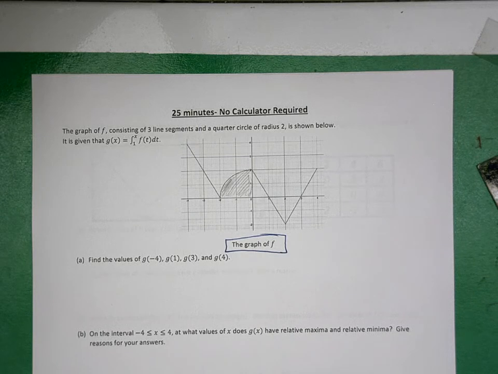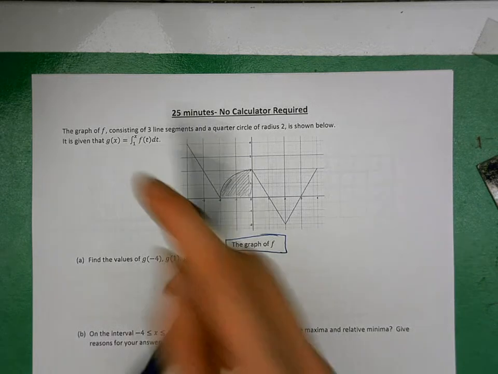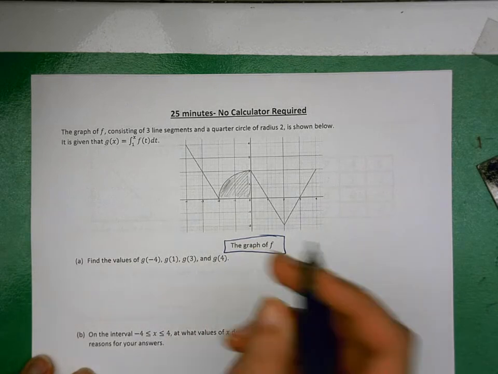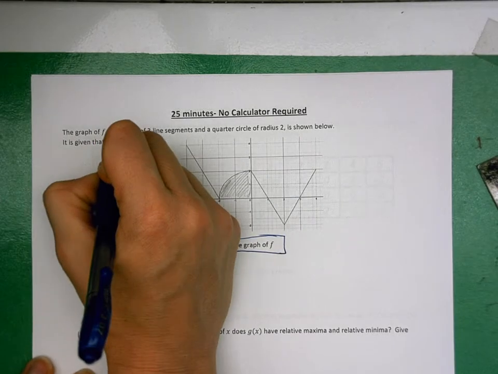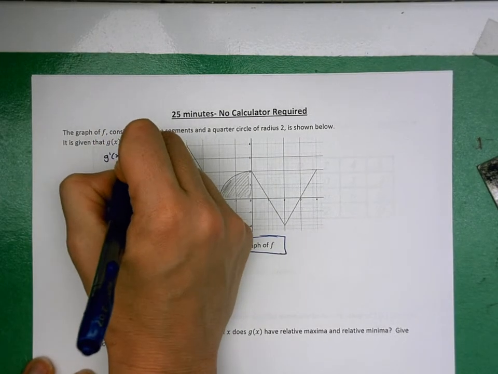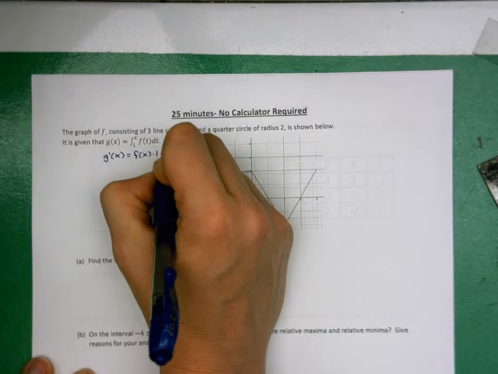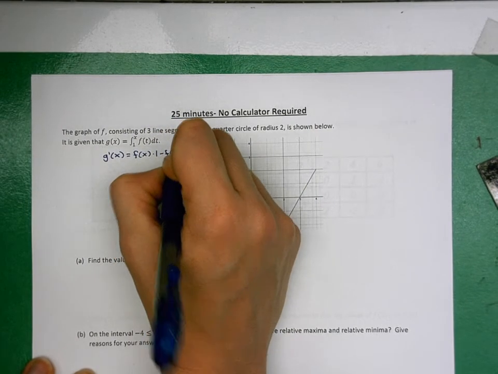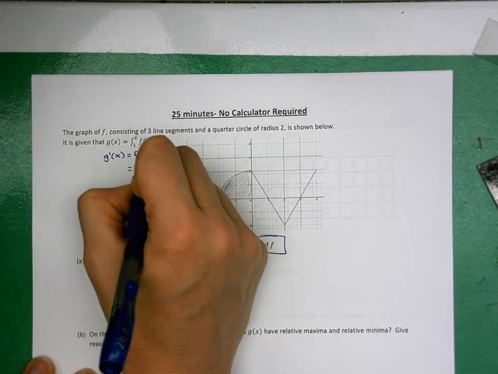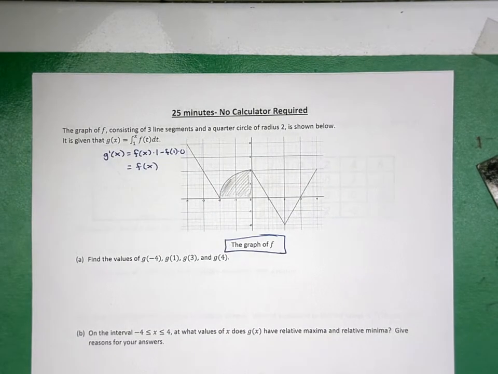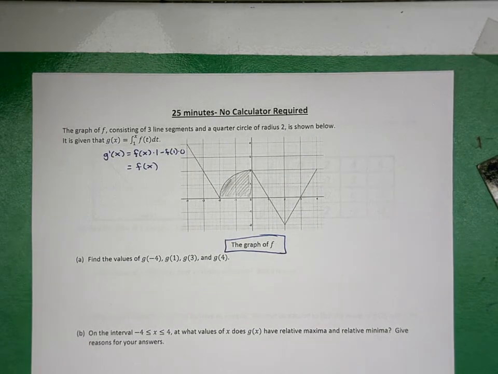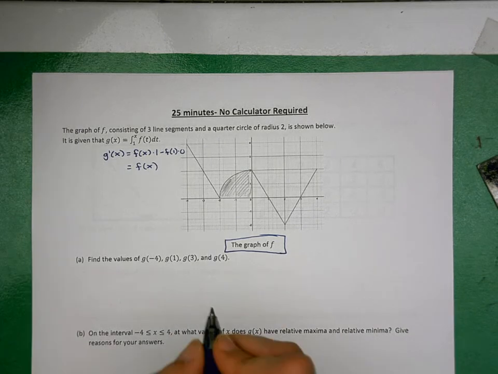g of x is the integral from 1 to x of f of t dt. And so again, I'm going to take a moment, take the derivative, plug in the upper, times the derivative of the upper, minus plug in the lower, times the derivative of the lower, which simplifies to just f of x, in case I need that at some point. Okay, first up, find the values of g of -4, g of 1, g of 3, and g of 4. Okay?